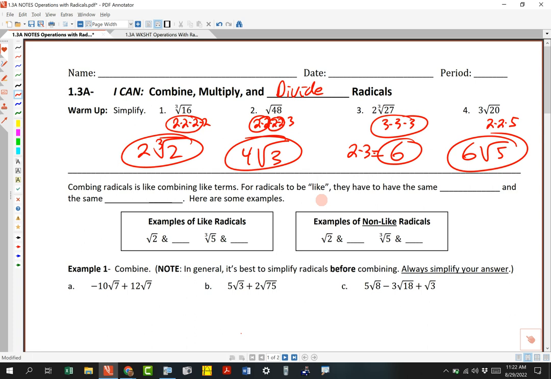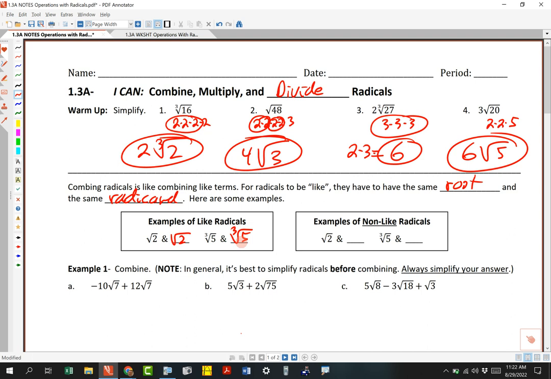That's fine. Okay. In order for radicals to be like radicals, kind of like terms, they have to have the same root and they have to have the same radicand. So that means they have to have the same stuff underneath and the same index. Some examples of like radicals would be this. If I've got a square root here, I've got to have a square root there. If I've got a 2 as a radicand here, I've got to have a 2 as a radicand there. If I've got a cube root here, I've got to have a cube root there. The indices have to be the same. It's got to be the same root, and it's got to be the same radicand.